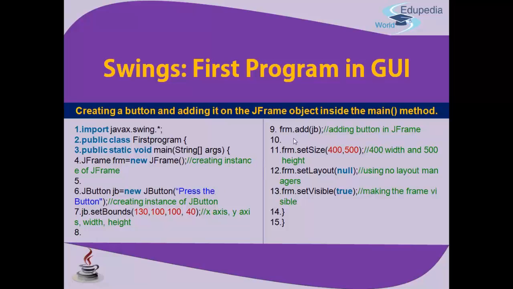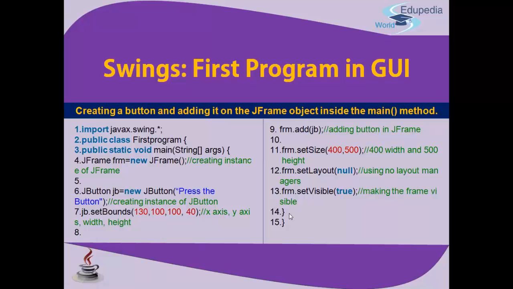Now next is line number 9, adding JButton in JFrame. Now line number 11, form.setSize. Here you can see 400 width and 500 height. Now the same goes for the next line, line number 12, form.setLayout, again using no layout managers. That means there is no center, left, top, right, bottom or any centering alignment points. Now you can see on line number 13, setVisible to true, making the frame visible, right?